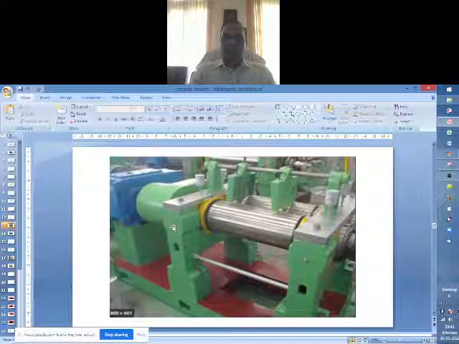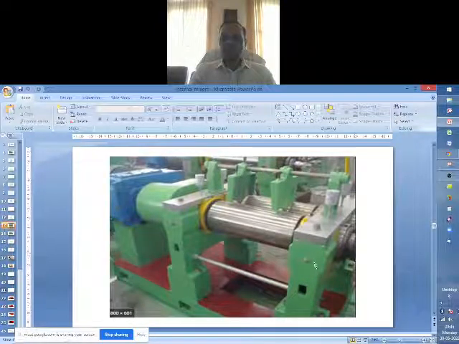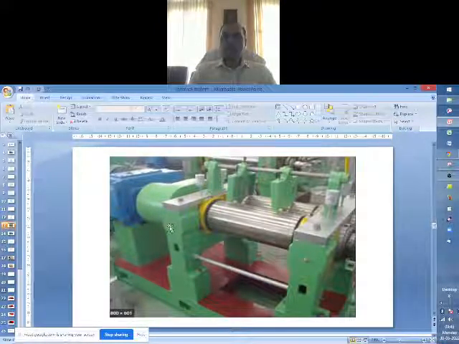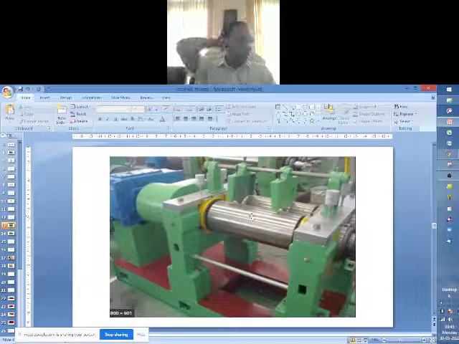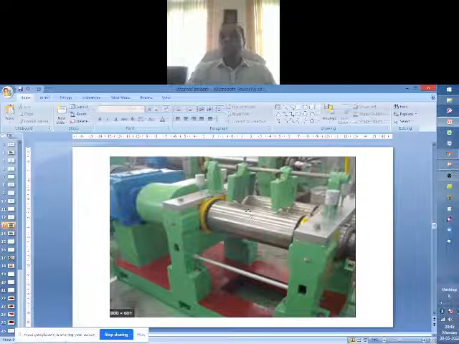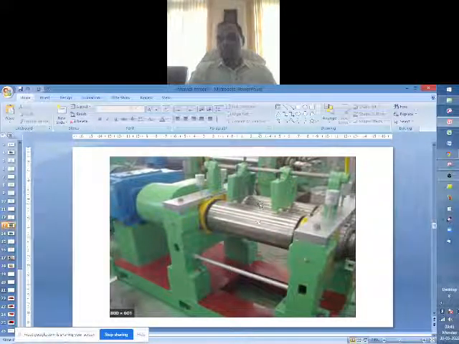Now, as I mentioned here, there will be a dial here and a dial here so that you know how much you rotated this. So when you rotate this, the nip gap will be altered. It can be more or less. But what you normally do is put your rubber inside, and it will rotate a little after pulling.